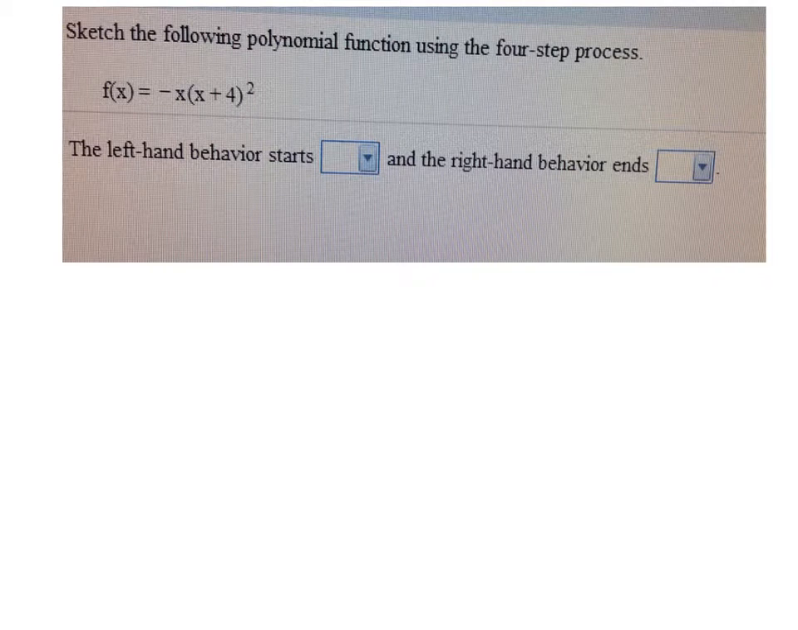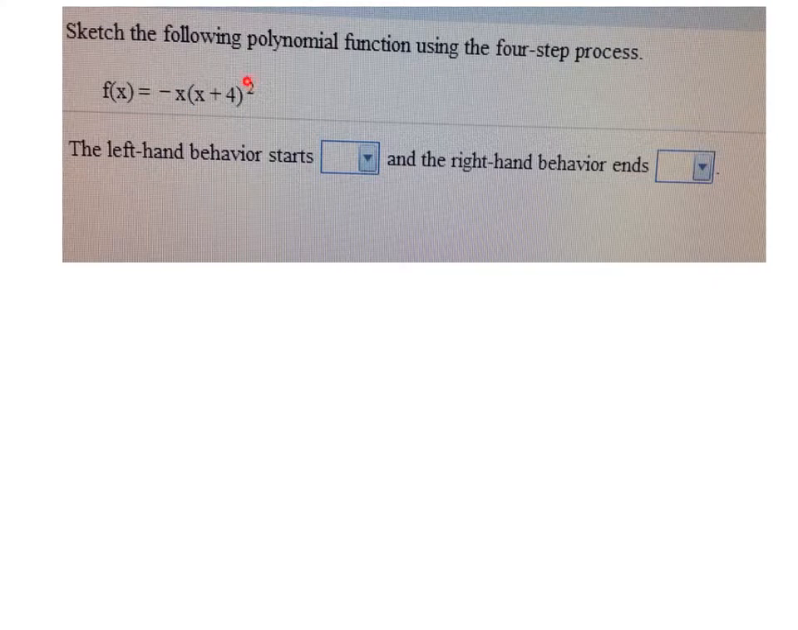So we're going to sketch this polynomial function, and the first thing we want to do is try to figure out what the end behavior looks like. The way to figure that out is to take a look at what would be your exponent for your x's.